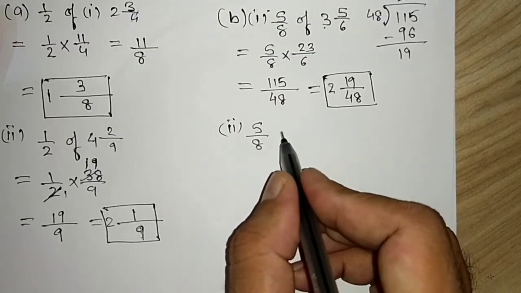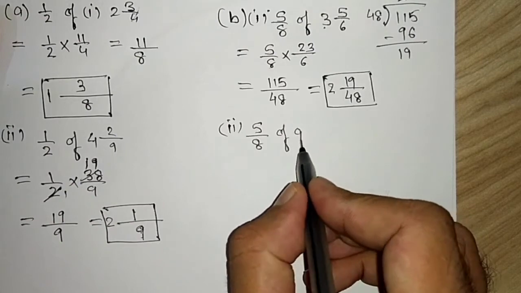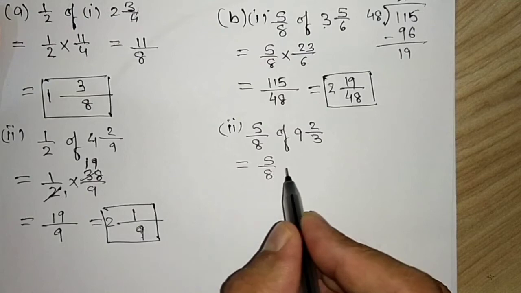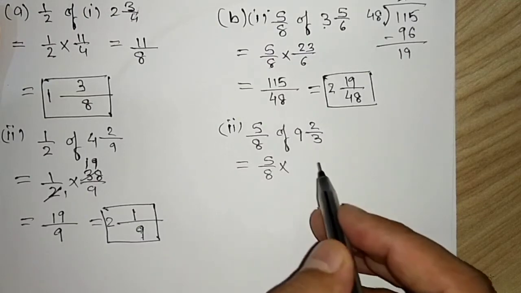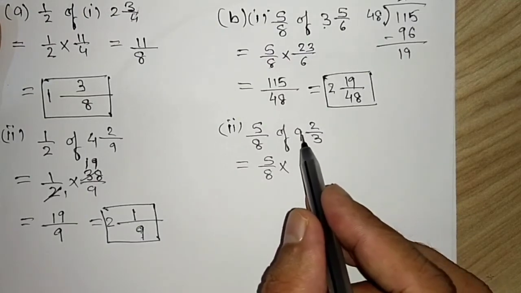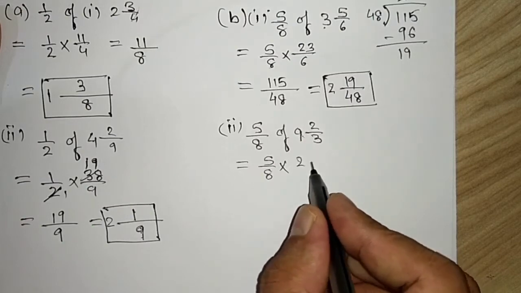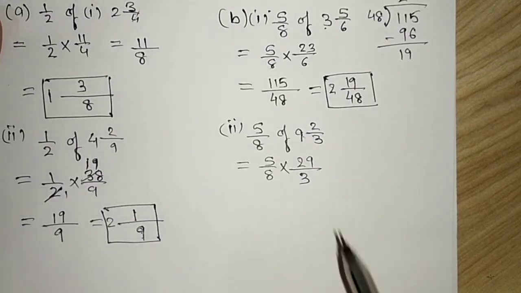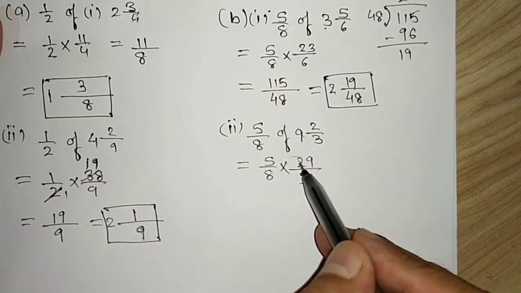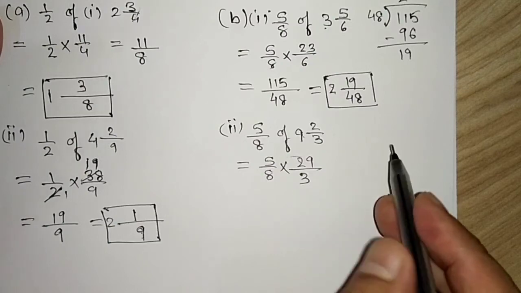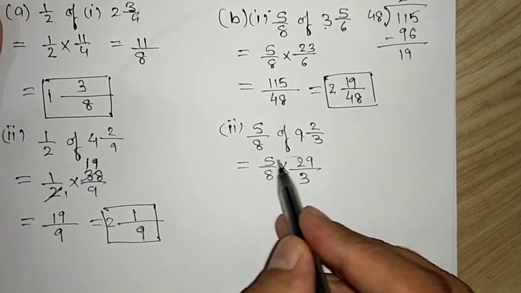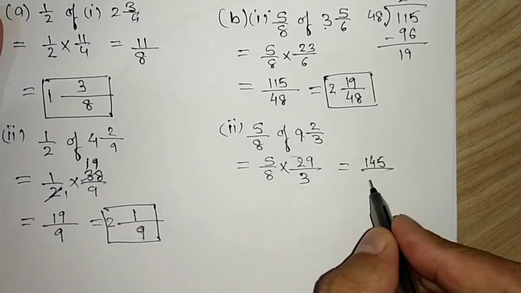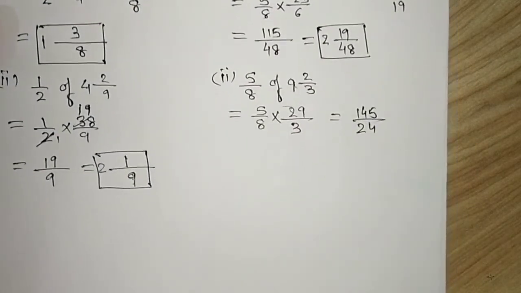Now the second part: 5 by 8 of 9 integer 2 by 3, which can be written as 5 by 8 multiplied by this, converted into an improper fraction. 9 3s are 27 plus 2, 29 by 3. Again we will multiply numerator with numerator and denominator with denominator. So 29 5s is 145 and 8 3s is 24. So it will give me 145 by 24.